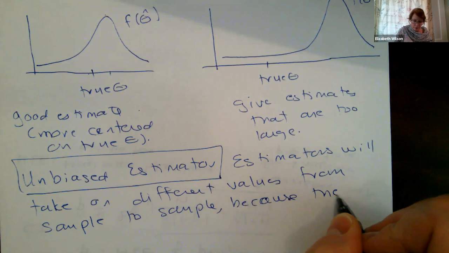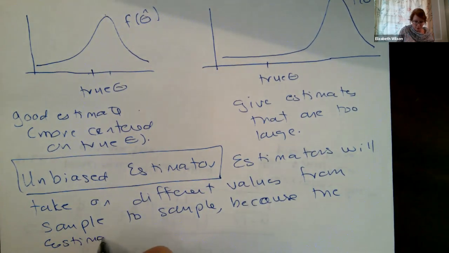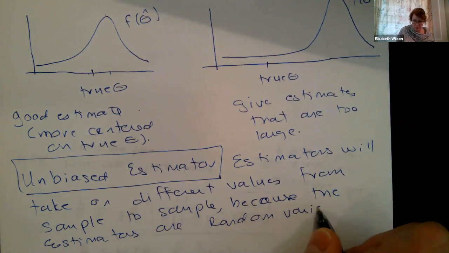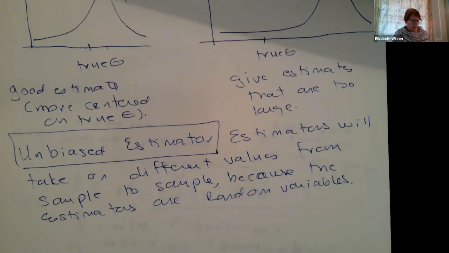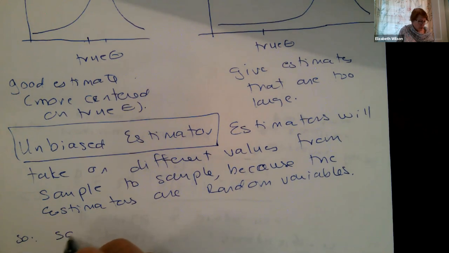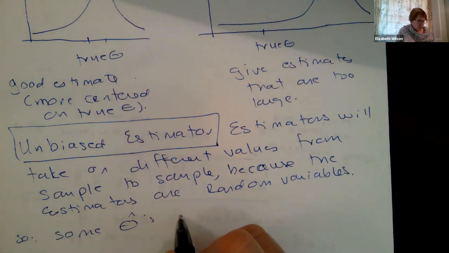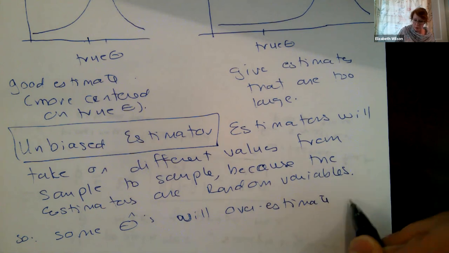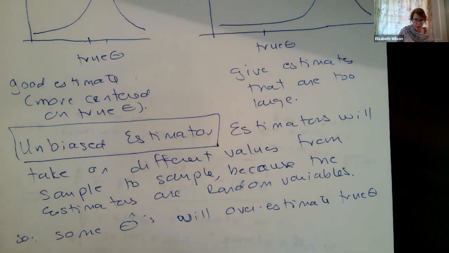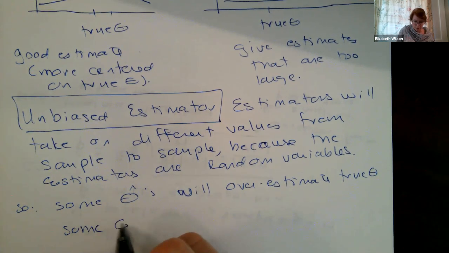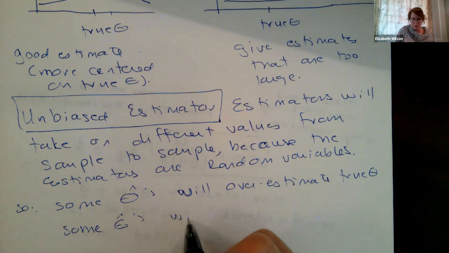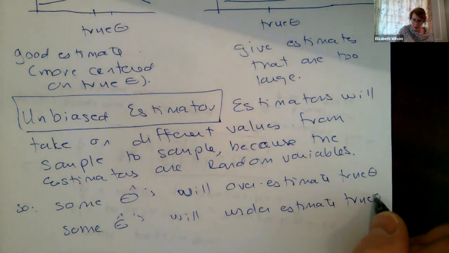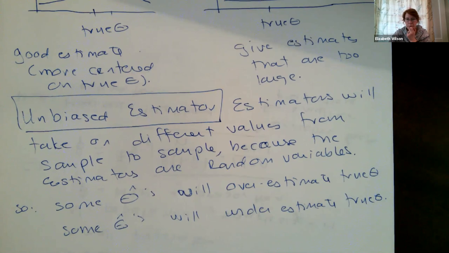Because the estimators themselves are essentially random variables, and they come from the samples that we're gathering. Some of our theta hats will overestimate our true theta. And then some theta hats are going to underestimate our true theta.